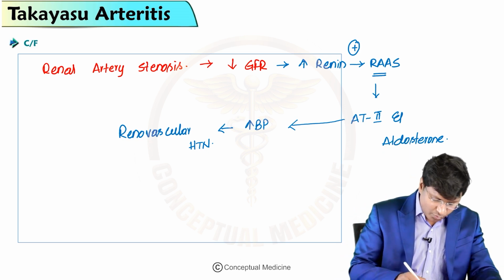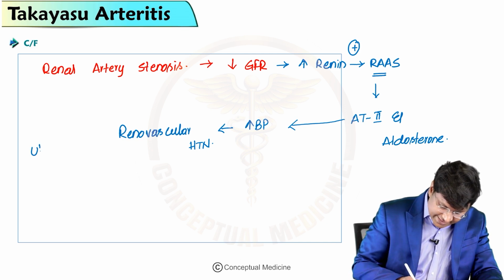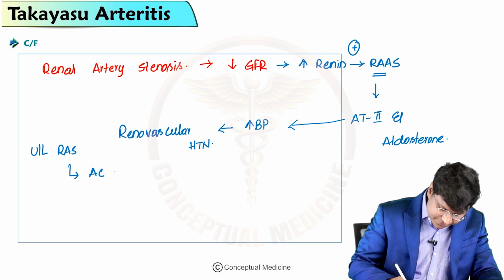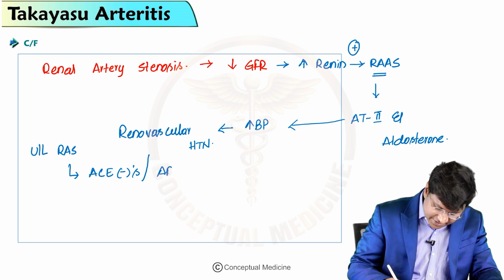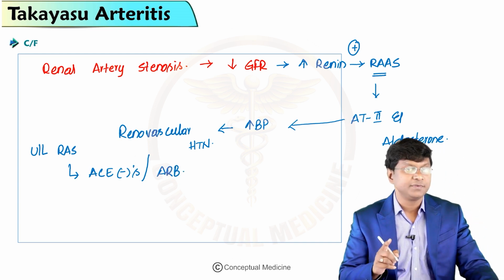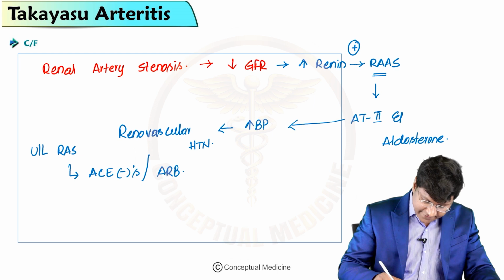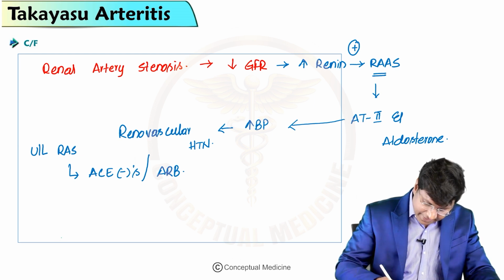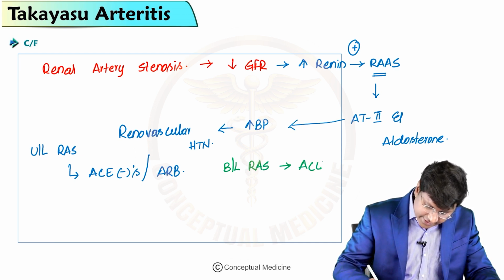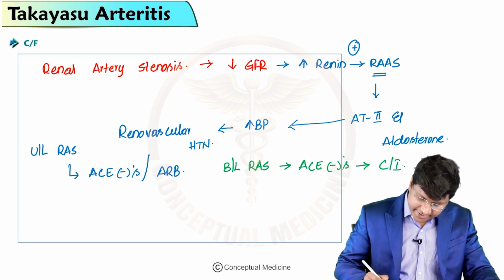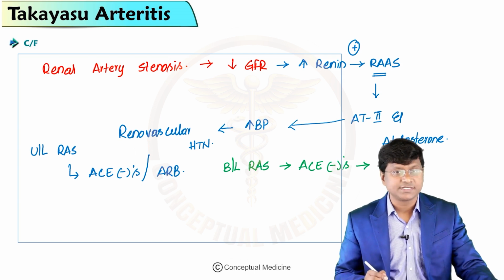And for the treatment, suppose it is unilateral renal artery stenosis, you can give ACE inhibitors, or you can also give angiotensin receptor blockers. But a very important point you should remember is that if there is bilateral renal artery stenosis, then in such a case ACE inhibitors are contraindicated.